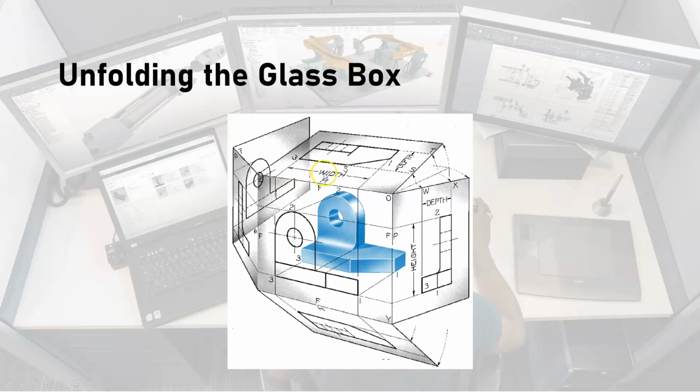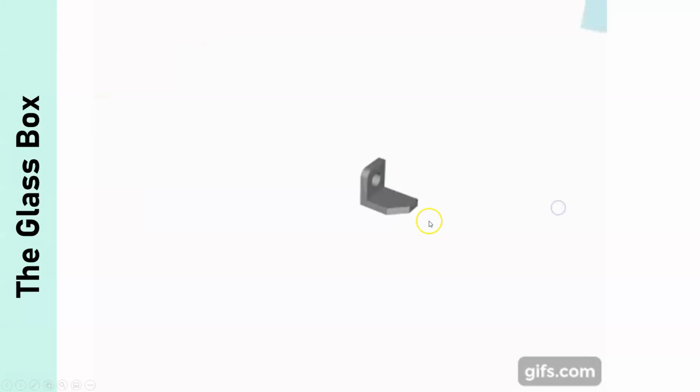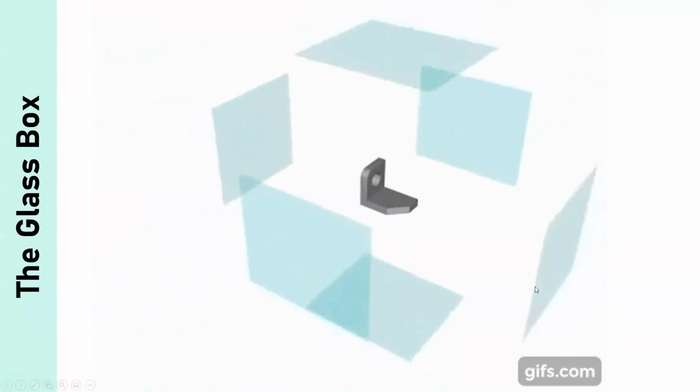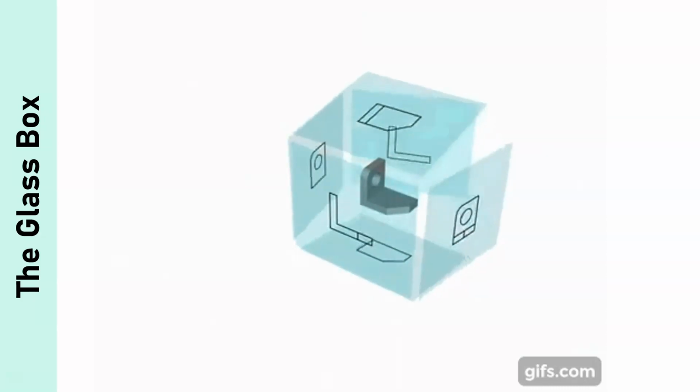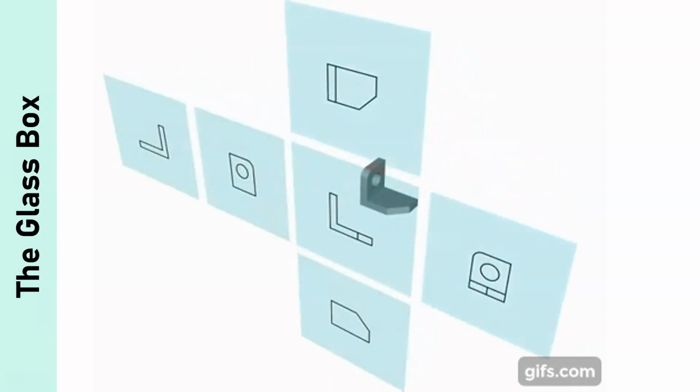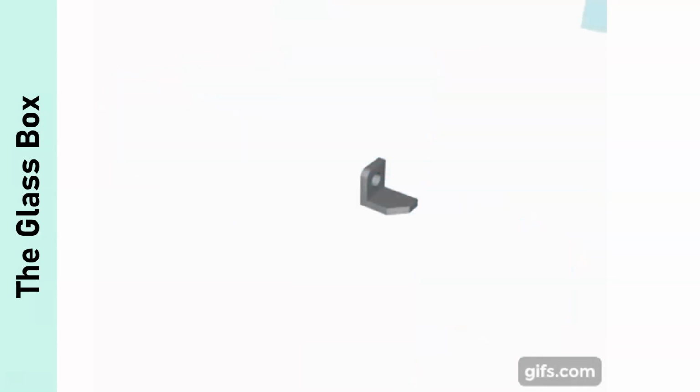So when we unfold the glass box, we end up with, in this case, 6 regular views or 6 standard views that are all 2-dimensional. They all show different surfaces or different sides of the object, and they're all aligned between them. Okay. This is a little animation that kind of shows that process. So you can see we're basically tracing out the surfaces onto the glass box, and then we unfold it, and we have our 6 regular views.